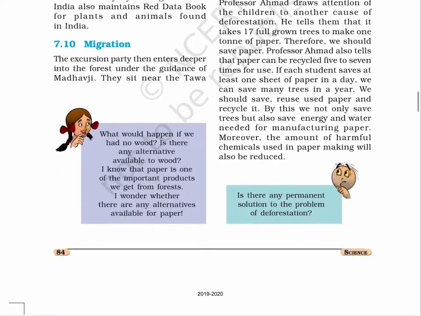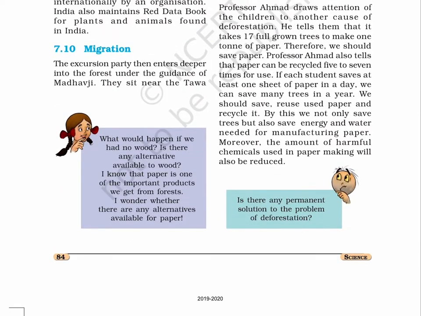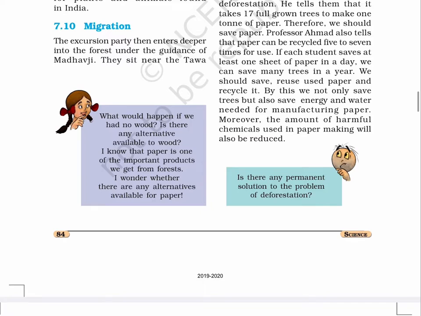7.10. Migration. The excursion party then enters deeper into the forest under the guidance of Madhavji. Now Paheli has a question. What would happen if we had no wood? Is there any alternative available to wood? I know that paper is one of the important products we get from forests. I wonder whether there are any alternatives available for paper.